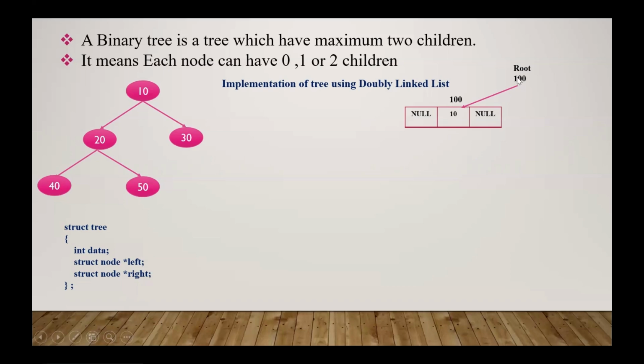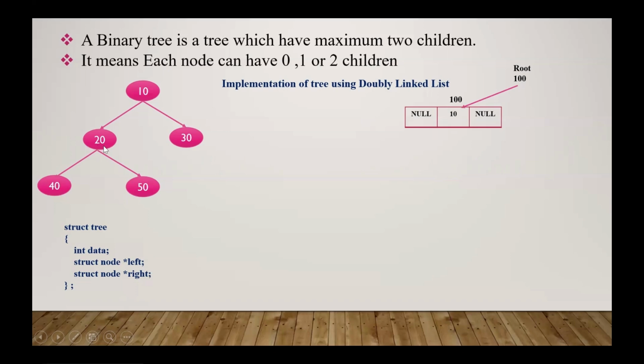Initially, the rule is that root is a pointer to the tree structure, initialized with a null value. So whenever we create the root node, it stores the root node's address and points to it. So this one is completed.